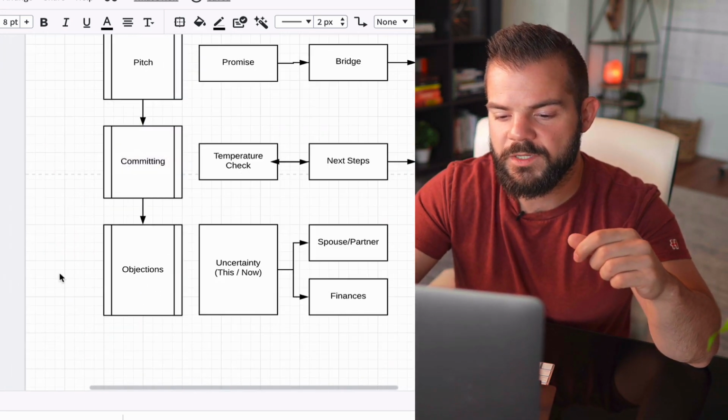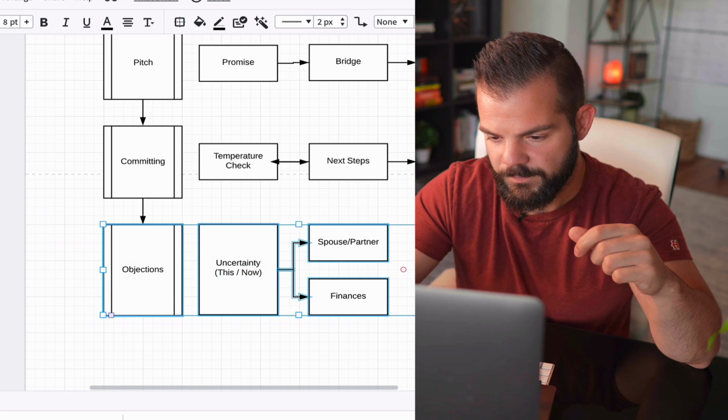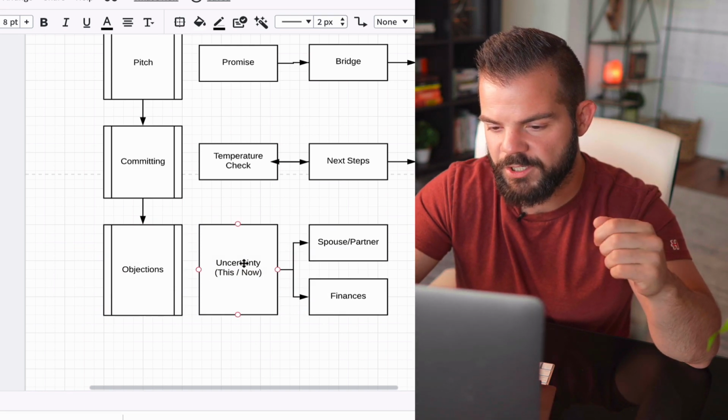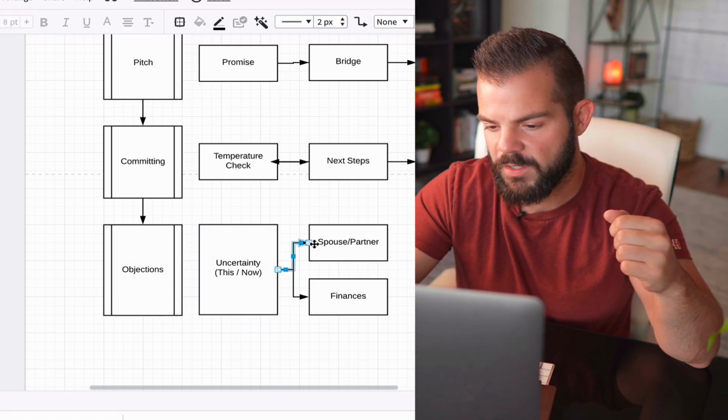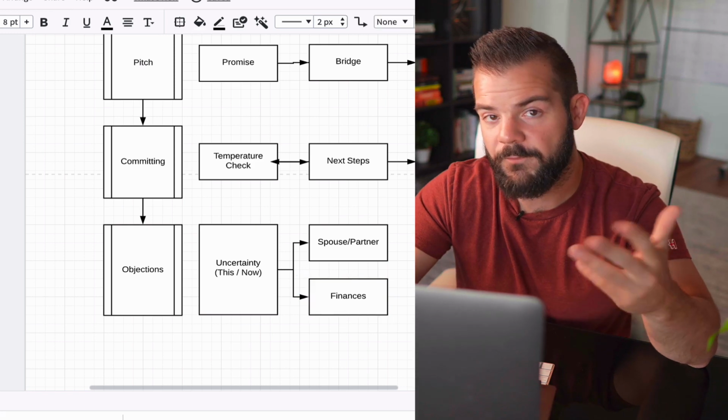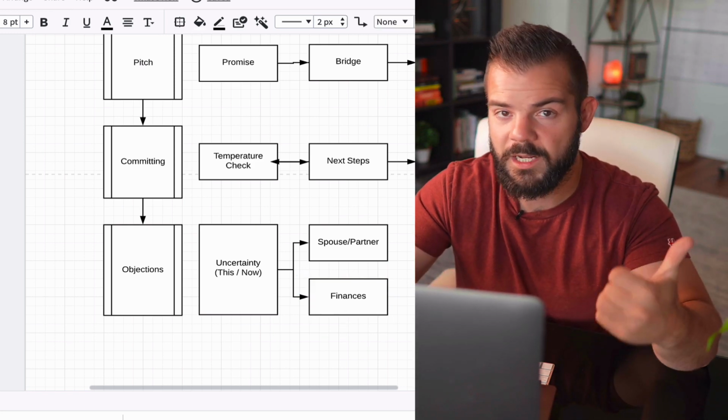So anyways, we're down here in objections, and as you can see, there's 3 types of objections. There's uncertainty-based, spouse and partner, and finances, okay? Now finances are pretty simple. I can't afford it, it's too much.